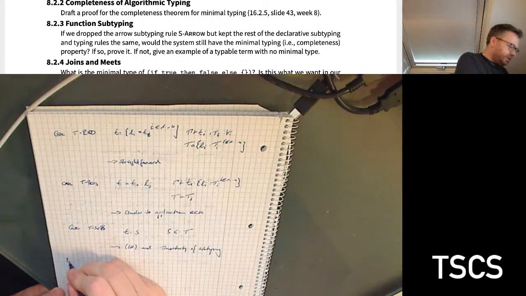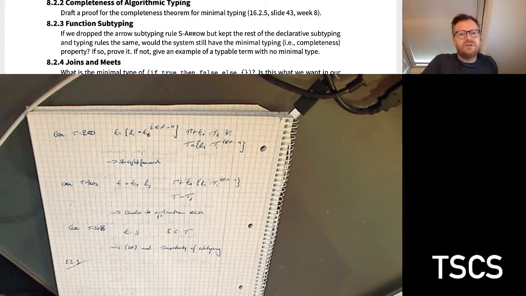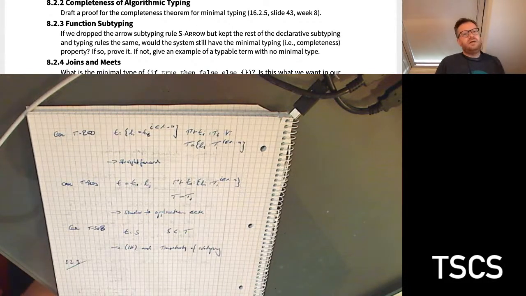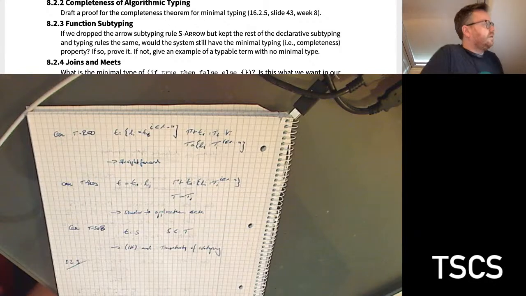to 8.2.3, function typing. So if we drop the S-error subtyping rule but kept the rest of the declarative subtyping rules and typing rules the same, would the system still have the minimum type, that means completeness property, and if so, prove it, and if not, give an example of a typable term with no minimal type. No? Okay.